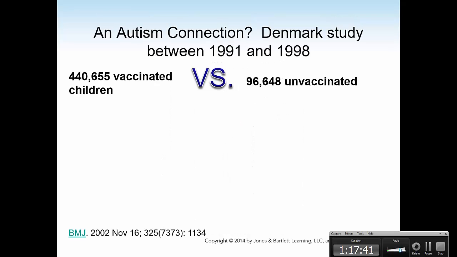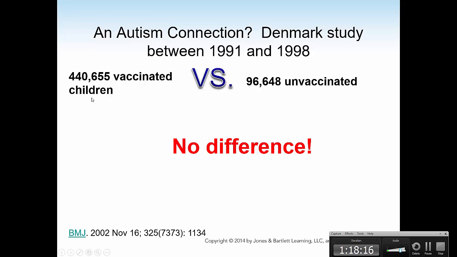Okay. How about some real numbers here? Instead of 12 random children, Denmark did a study between 1991 and 1998. Here's a 7-year study. It looked at over 440,000 vaccinated children and almost 97,000 unvaccinated children. Hey, we have groups to compare. Isn't that nice? It was followed over a long period of time. And did one group have a higher rate of autism than the other?